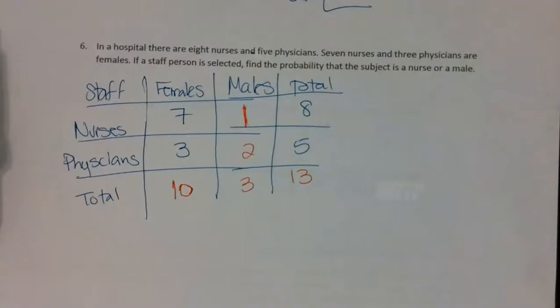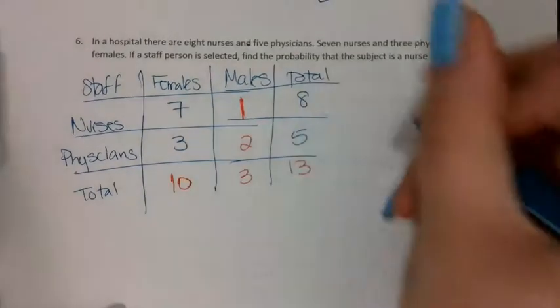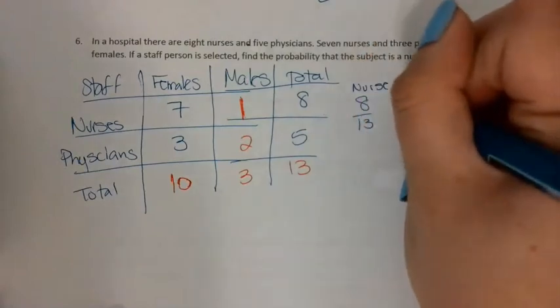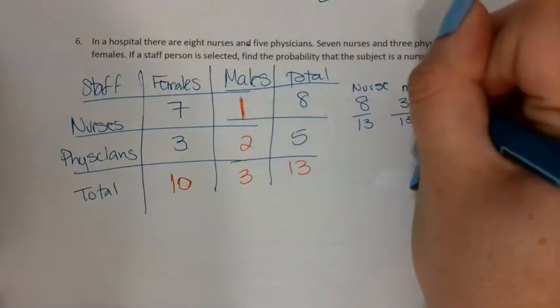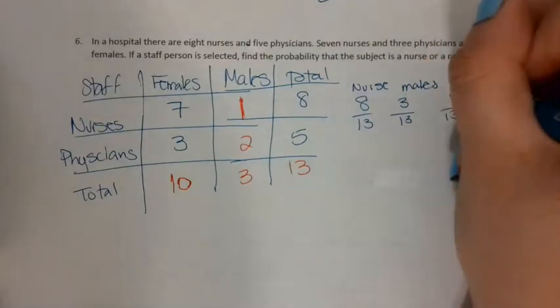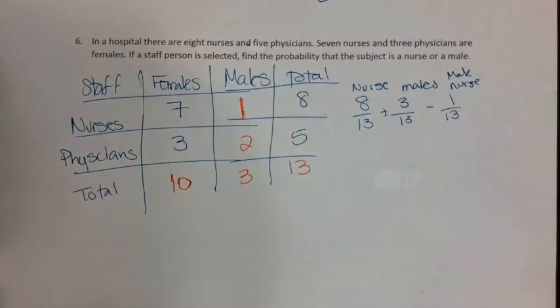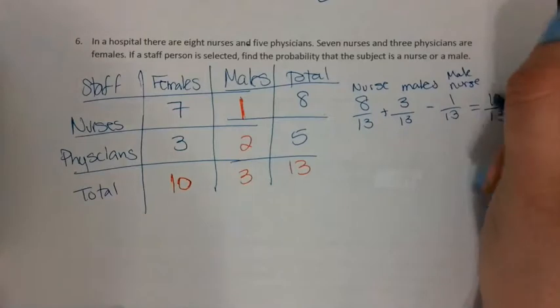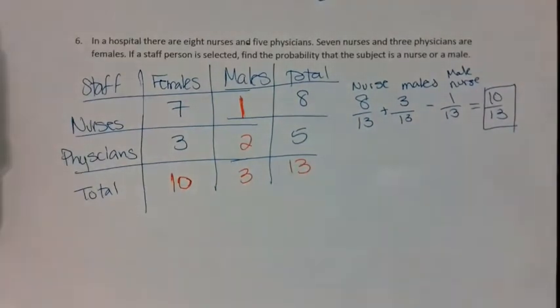So it wants me to find the probability that if a staff person is selected, the subject is a nurse or a male. So there are 8 out of 13 nurses, and there are 3 out of 13 males, and there is 1 out of 13 male nurse. So I add the first 2 and I subtract the overlap. So 8 plus 3 is 11, minus 1 is 10. 10 out of 13 chance that they get either someone who is a nurse or a man.